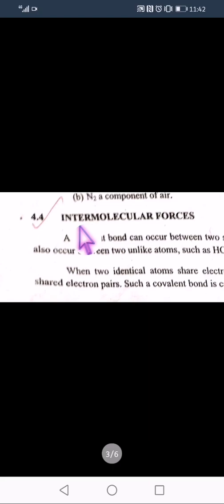We are going to discuss today intermolecular forces, that is topic number 4.4. Intermolecular forces. Inter means in between. Before that we were discussing the covalent bond, and covalent bond is the mutual sharing of electrons.